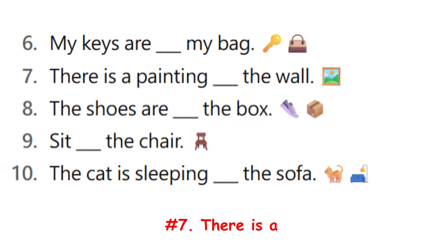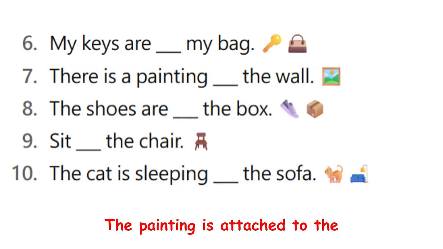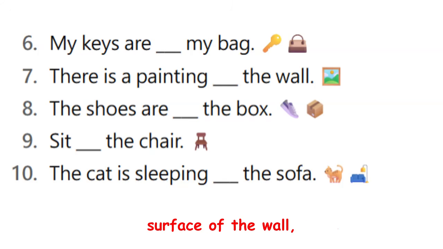Number seven, there is a painting blank the wall. Should we use in or on? The painting is attached to the surface of the wall, so the answer is on. There is a painting on the wall.